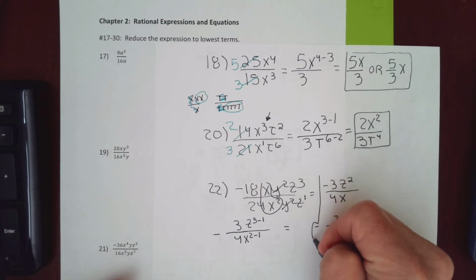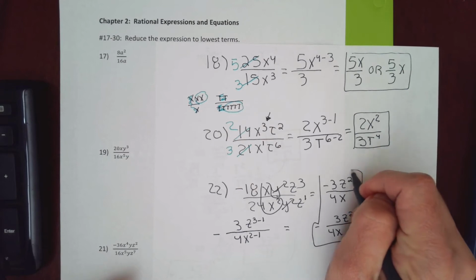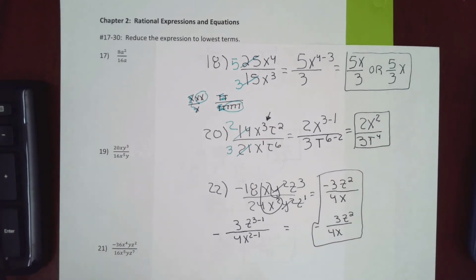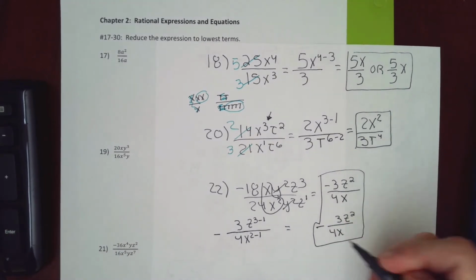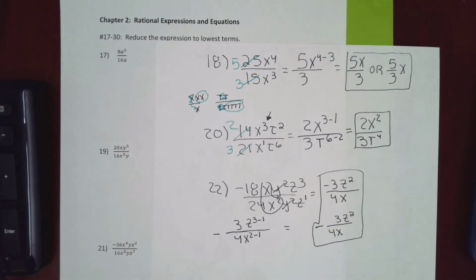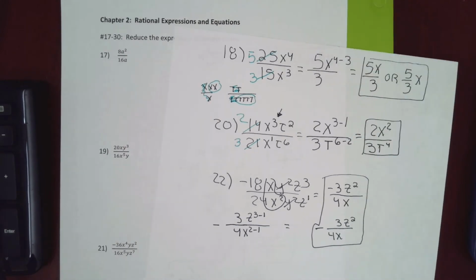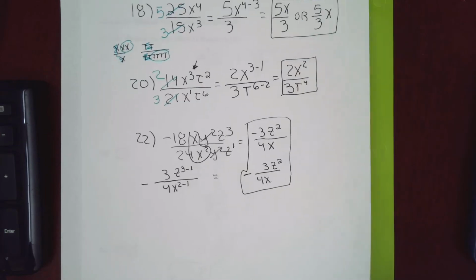And both of these are correct answers for 22. I don't know that one's better than another. I could even drag the negative and move it into the denominator next to the 4, but that would just be odd. I wouldn't do that unless I really had a reason. So you should be able to do 17, 19, and 21.